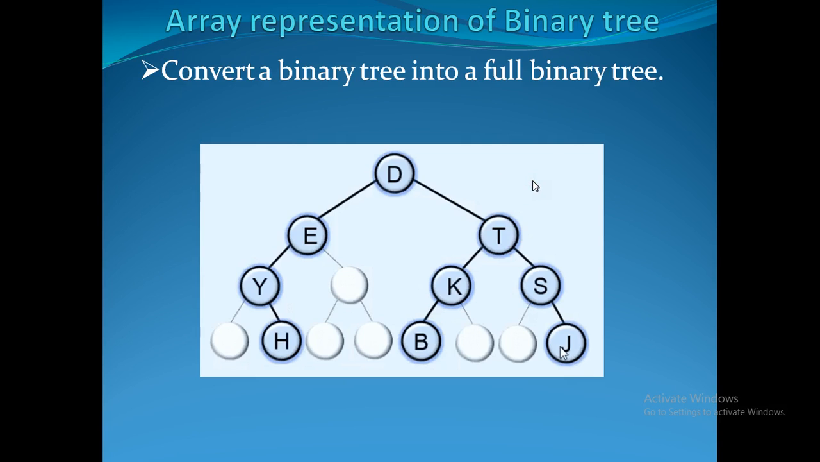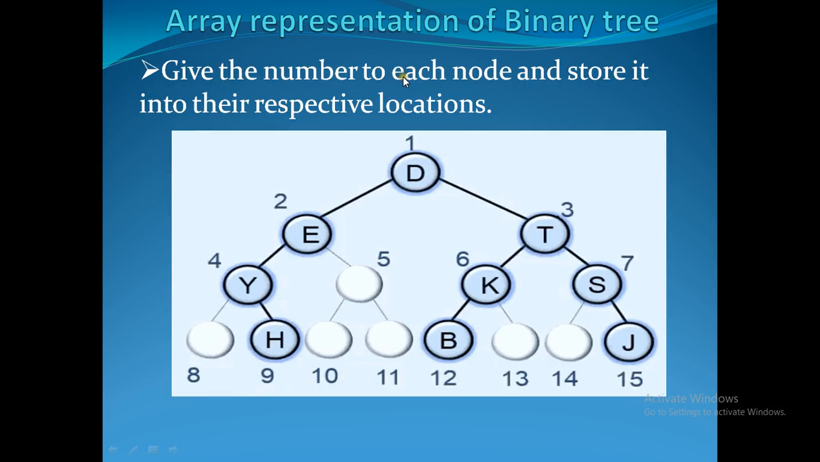the array representation may be asked for 2 or 3 marks in your university examination. So this is the way. What we are going to do is fill the empty spaces with dummy nodes. After that, give a number to each node and store it into its respective location. So here we are numbering the nodes from the root node to the leaf nodes. So the root node has 1, the left child has 2, the right child has the number 3, then Y has 4, 5 represents a dummy node, 6 represents K, then S represents 7.